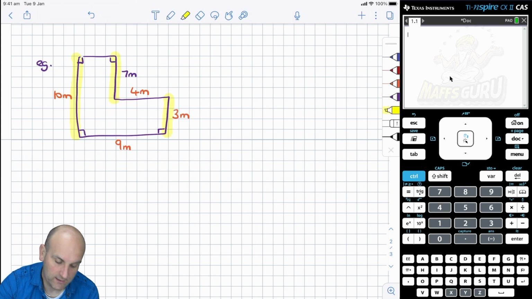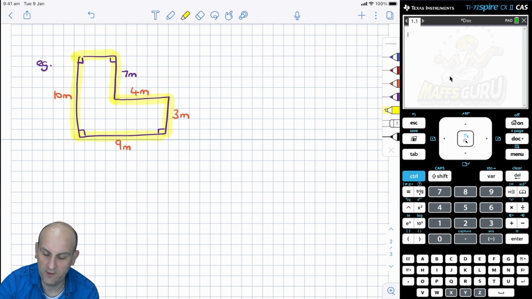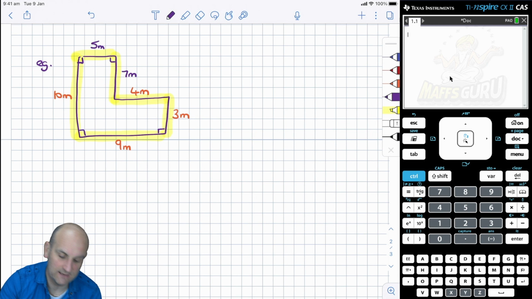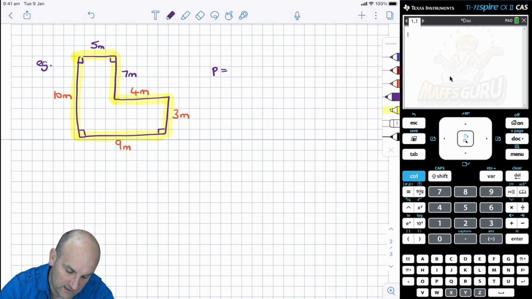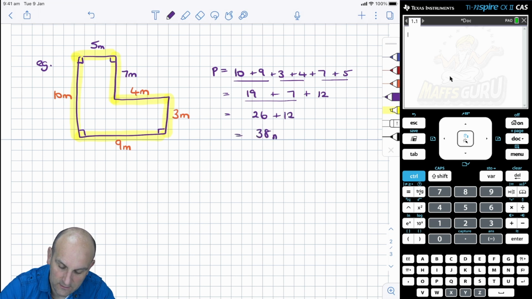And then they'll go, okay, so I know that total length there is 9. This bit here is 4. That bit there must be 5, because they must add up to the same length together. And then they'll go, okay, so perimeter is equal to 10 plus 9 plus 3 plus 4 plus 7 plus 5. So do it in pairs. 10 plus 9 is 19. 3 plus 4 is 7. 7 plus 5 is 12, yes, I did use my fingers. 19 plus 7 is 26, plus 12 gives me 38. And don't forget my units.